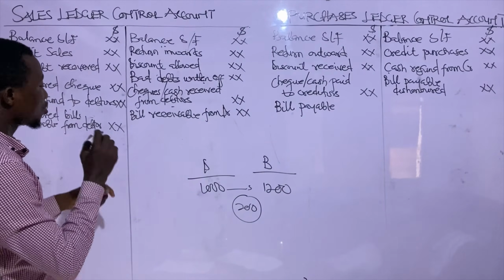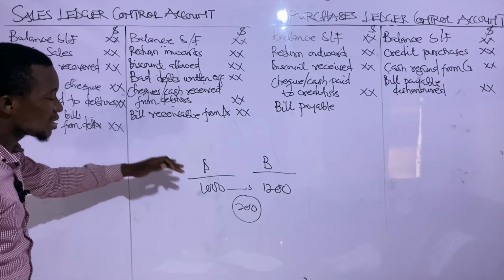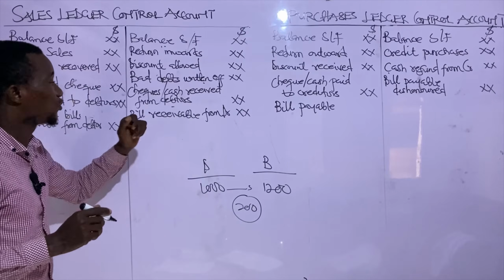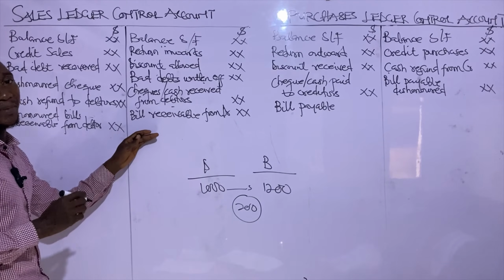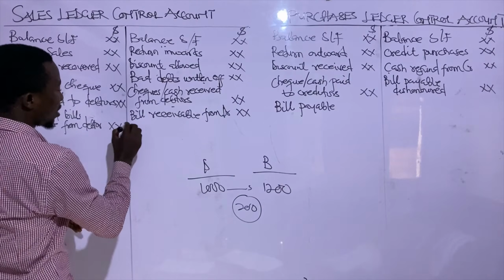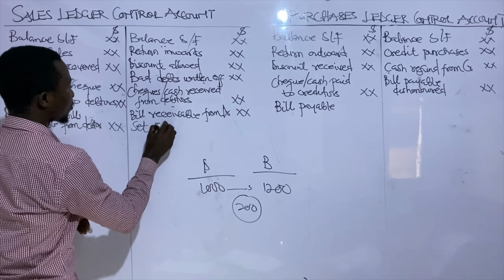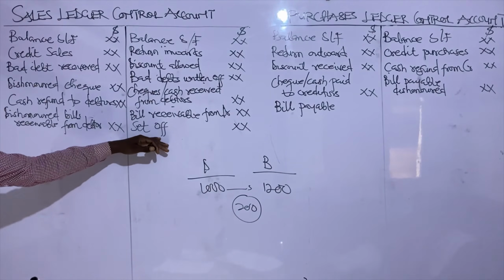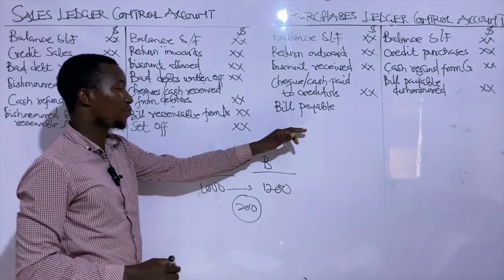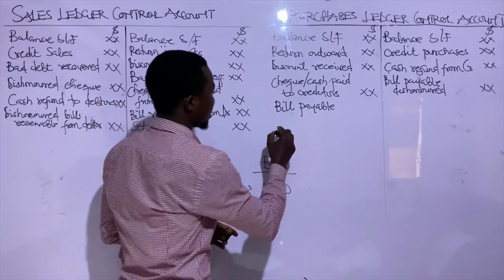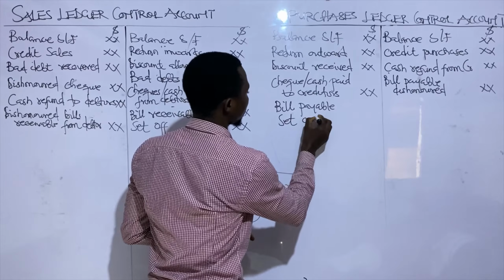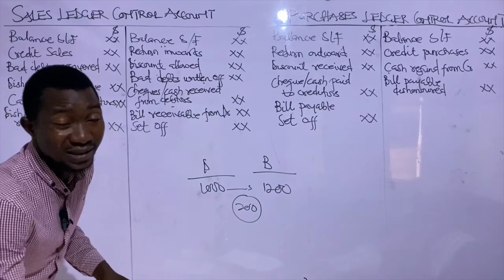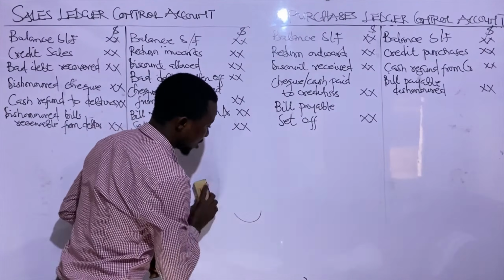Is that okay? So for set off, it reduces the amount of money debtors owe, and any item that reduces the debtors balance should be recorded at the credit side of the sales ledger control account. So we could have set off at the credit side of sales ledger. It should appear at the debit side of purchases ledger, because it reduces the balance of the creditor's account.